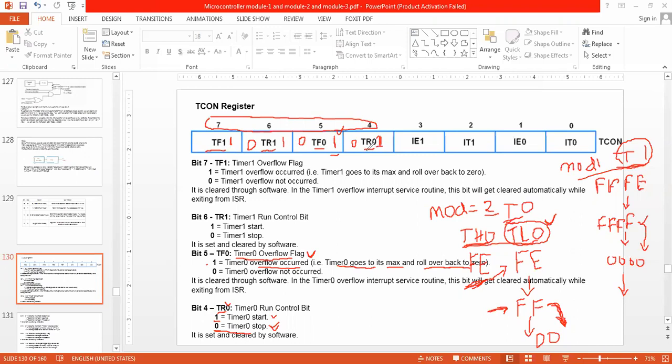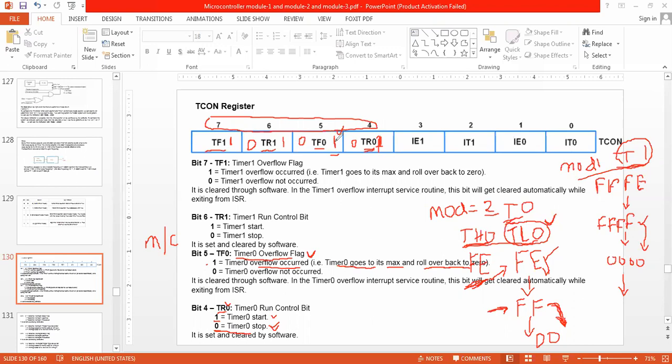So whenever TR0 is 1, the start will happen. What will be starting? The counting of the value. Whatever value we have, it starts to be incremented by 1 for every clock cycle, that is, for every machine cycle. For every machine cycle, it starts incrementing 1 by 1.